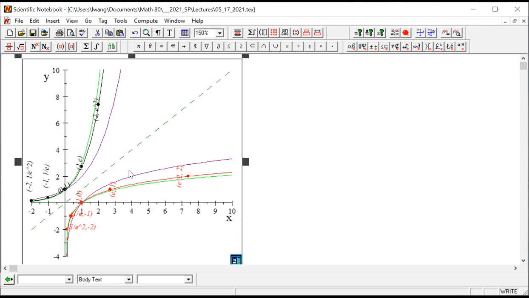So the red is ln x, right? And the purple, what is the purple? Log base 2, right? The green is log base 3, and this is e to the power x. Okay, so let's do the marking.